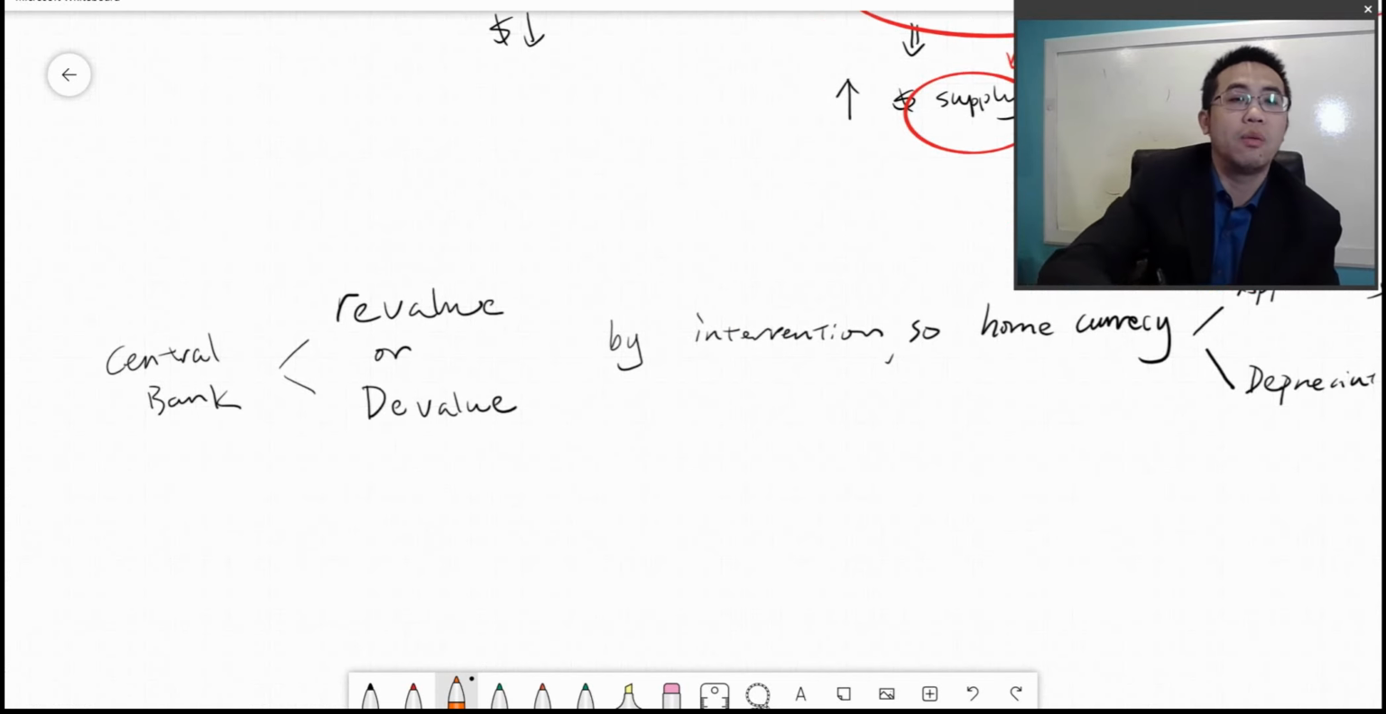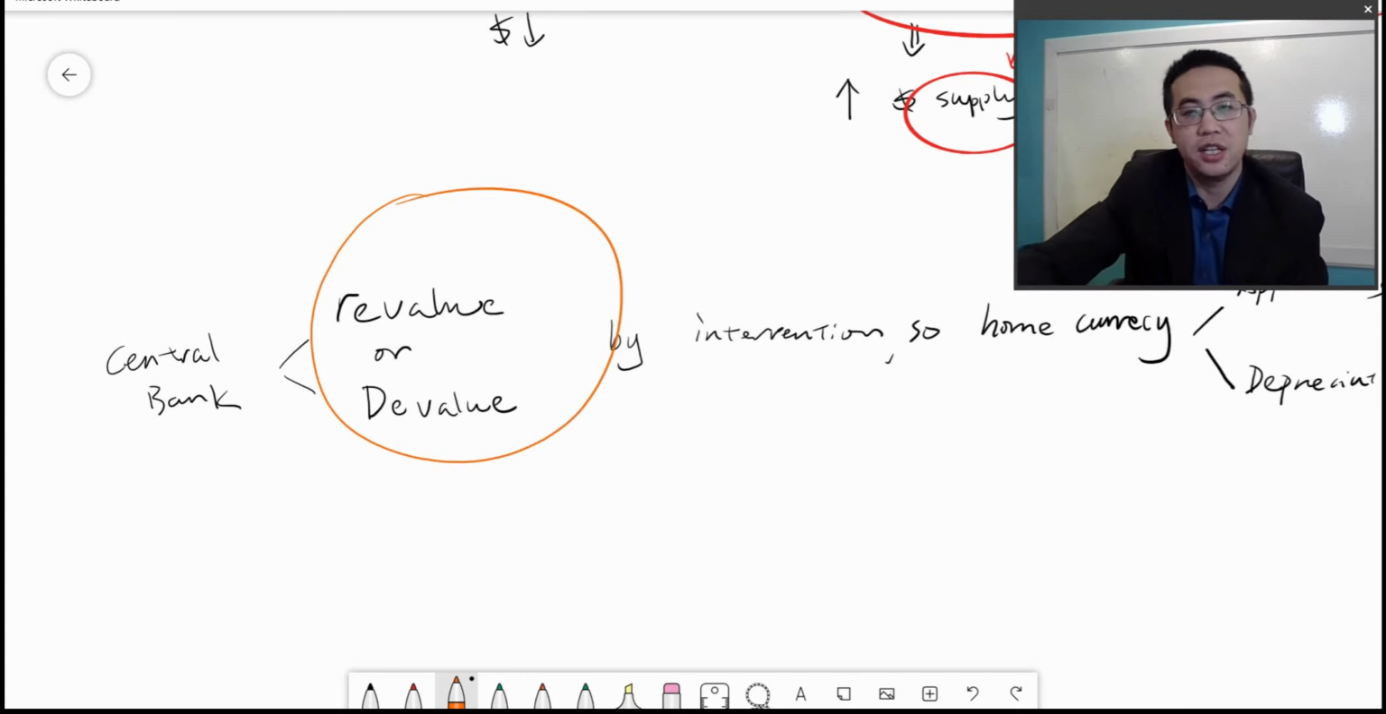Later on, when we do the case studies, we will see a lot of the revaluation policies done by the central banks in Mexico, in Thailand, or in Argentina. So just be familiar with these vocabularies.